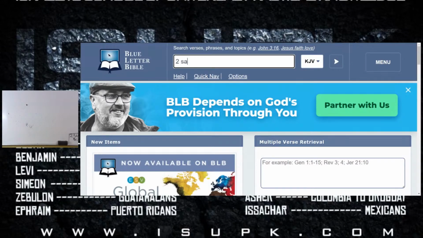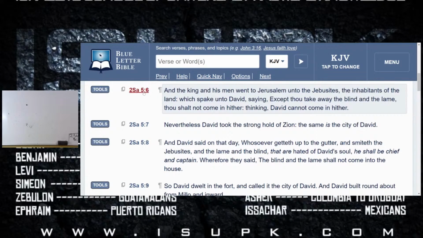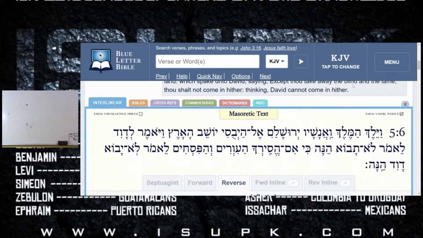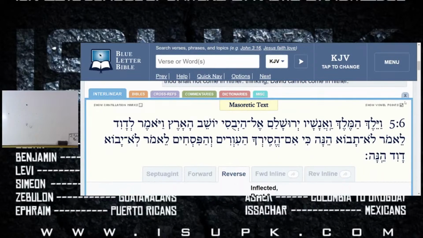So we had 2 Samuel 5 and verse 6. Okay. I'm gonna click on tools. What I like about using a computer when you go to the Blue Letter Bible is it has this box that says show vowel points. It has a check mark, where you can just take the check mark off and the vowel points are gone. You check it again and they come back. All those little dots, we don't even need.